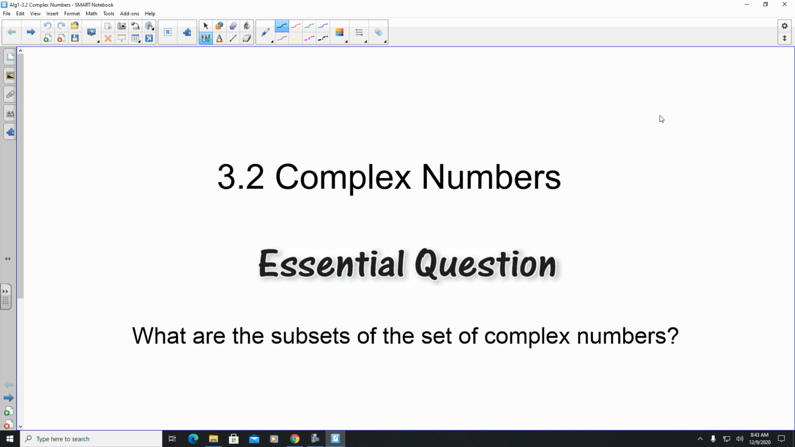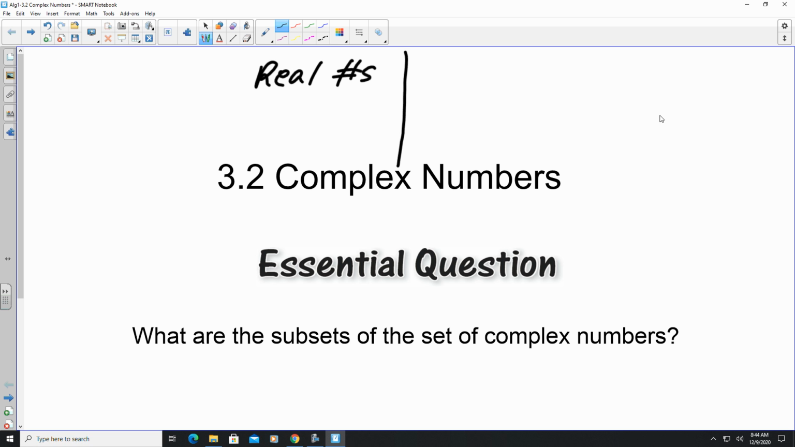In this lesson, we're going to be looking at section 3.2, where we're going to take a look at complex numbers. So up to this point, we have exclusively looked at real numbers. All right, so anything that you can solve on your calculator is deemed as real numbers.